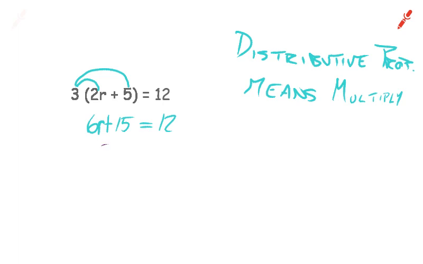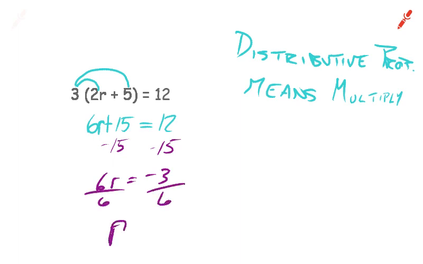I've got 6r plus 15 equals 12. Solve for r. We subtract 15 minus 15. 6r equals negative 3. Divide by 6, divide by 6. r equals negative 3 over 6, which doesn't simplify into an integer.